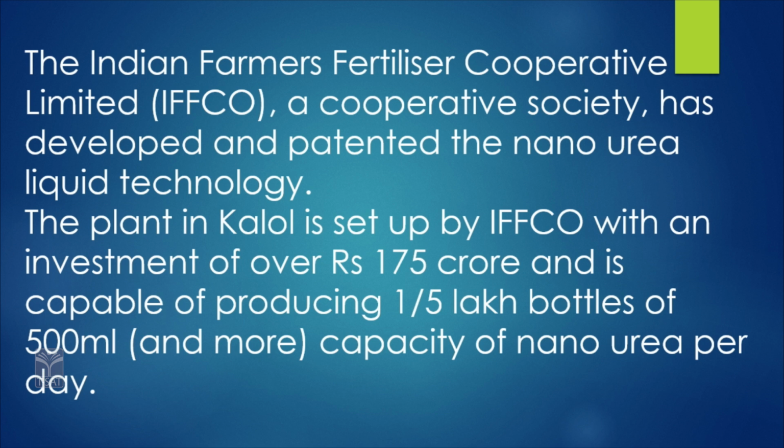The plant in Kalol is set up by IFFCO with an investment of nearly 175 crores and is capable of producing 1.5 lakh bottles of 500 ml, I mean each one is 500 ml capacity of nano urea, per day. So, per day it produces nearly 1.5 lakh bottles. Each bottle contains 500 ml nano urea liquid. So, this is the production capacity of the IFFCO company. Okay. So, 8 more such plants are going to be announced to be set up across India.